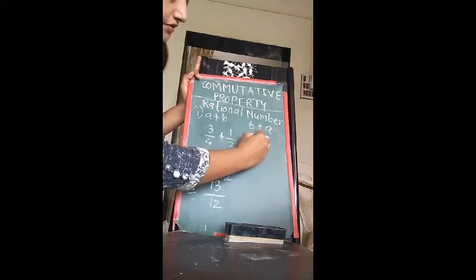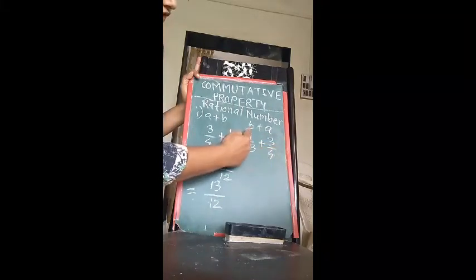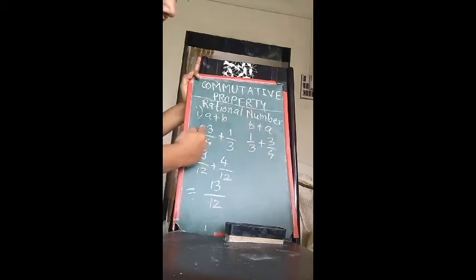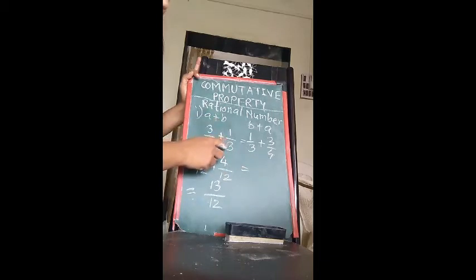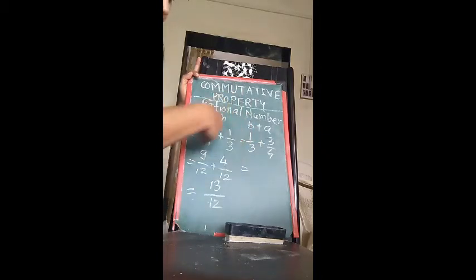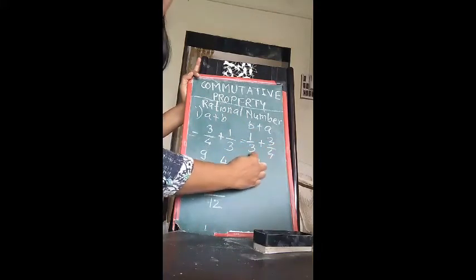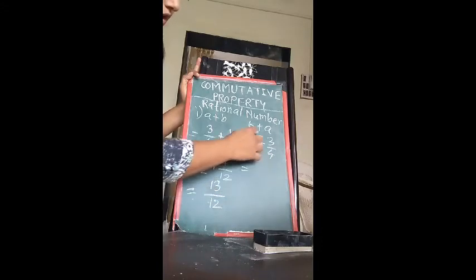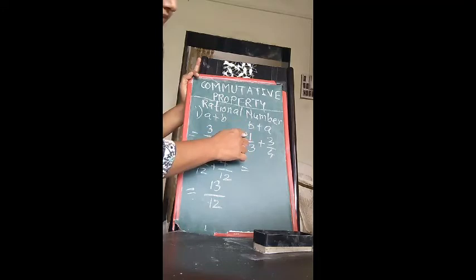Now we will check it for B plus A. So 1 upon 3 plus 3 upon 4, because the value assigned to B is 1 upon 3, value assigned to A is 3 upon 4. Now we will solve this. If you want these examples to be written, just write this with me, so you will get the idea how to solve this. Again we have to make the denominator equal. So 1 upon 3 is multiplied by 4, 3 upon 4 multiplied by 3.